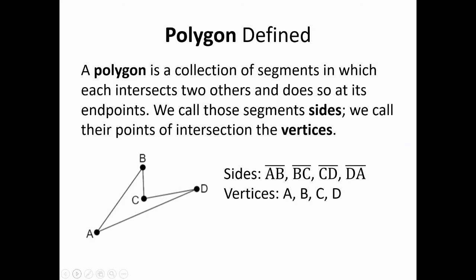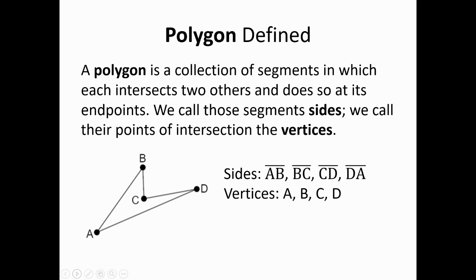Polygon. We won't have much talk of polygons until really chapter 4, but I'll go ahead and define it here because we can easily do so given the other definitions that have been given. A polygon is a collection of segments, right? No surprise there, in which each intersects two others and does so at its endpoints. Okay. Now that second part might be a bit of a surprise, but if you look at the diagram, I think the point is really fairly obvious.